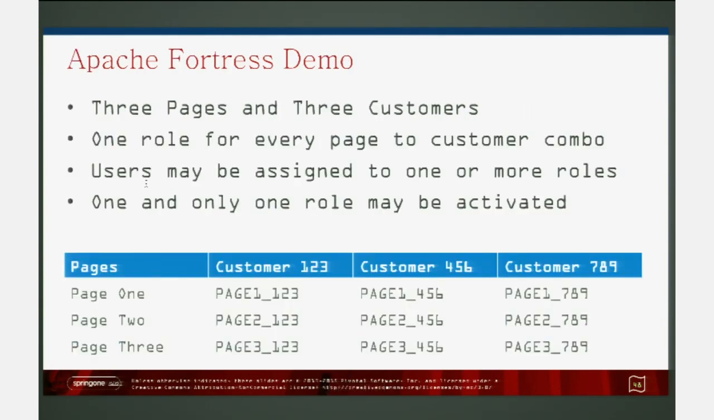Okay, so that's what we did to the application. So now let's talk a little bit about the policy, and then we'll jump in. So this application, again, has 3 pages. It has some customer data. And then we have these roles that are from the page to customer mapping. So we have 3 pages, 3 customers. There are 9 roles. And then we set up a dynamic separation of duties constraint between each of those roles so that a user may have one and only one of those roles activated at a time.